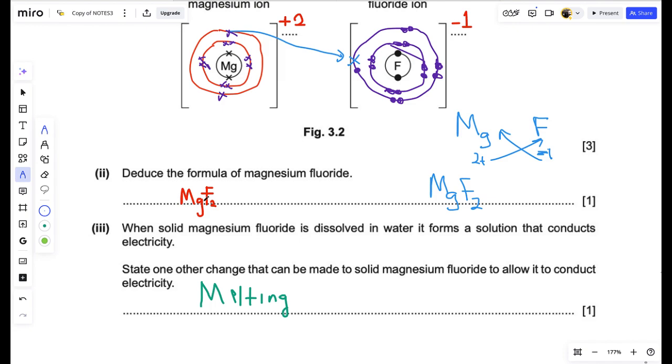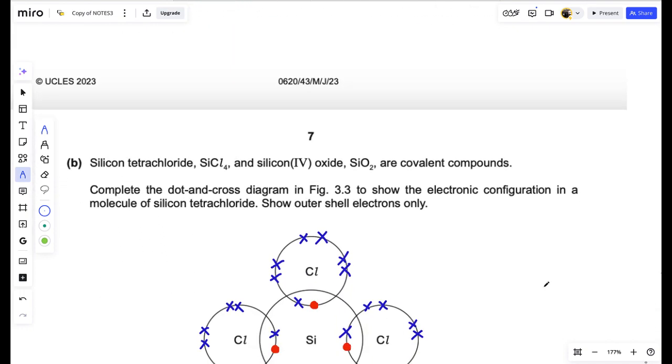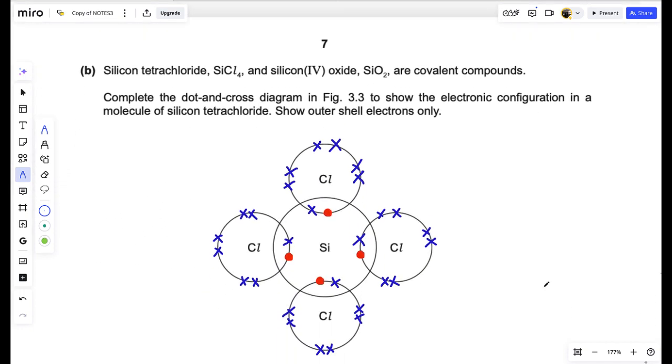Now we go to the next one. It says when solid magnesium fluoride is dissolved in water, it forms a solution that conducts electricity. One other change that can be made to solid magnesium fluoride to allow it to conduct electricity: melting. Okay, when you melt it, it will conduct electricity. Melting is one change that can happen to it, and it will conduct electricity.